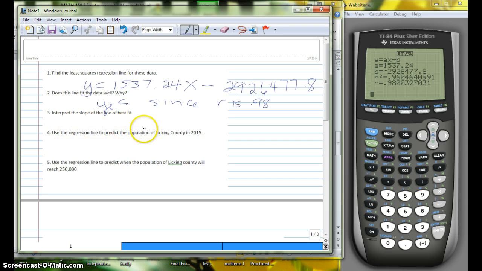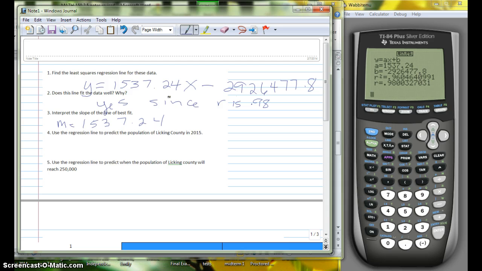So the slope of our line of best fit is this number in front of our x, the 1537. And when we say interpret it, we want to know what that means. I'm not going to write it with the pen on these notes because it's hard to write on the computer, but since this is talking about years and the population, our slope is our average rate of change, as we've talked about in class. This is saying on average, about 1,537 people move to Licking County each year.